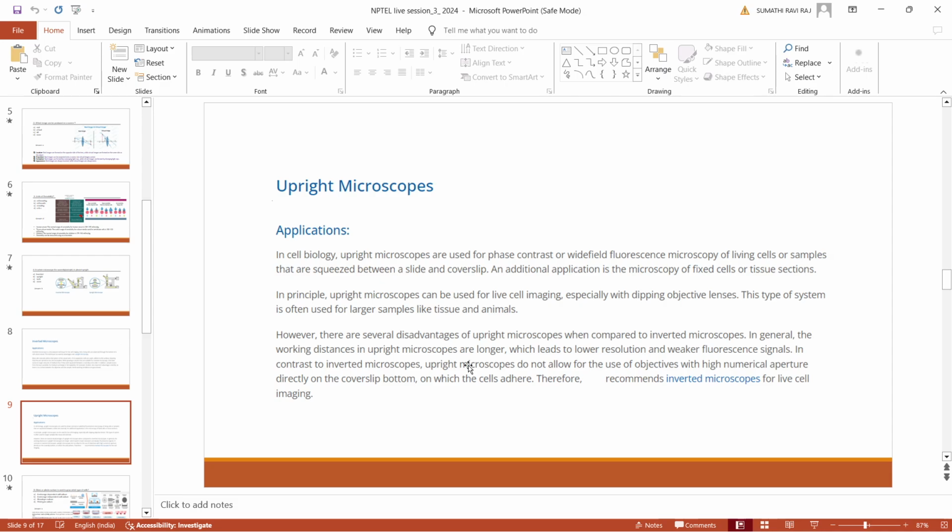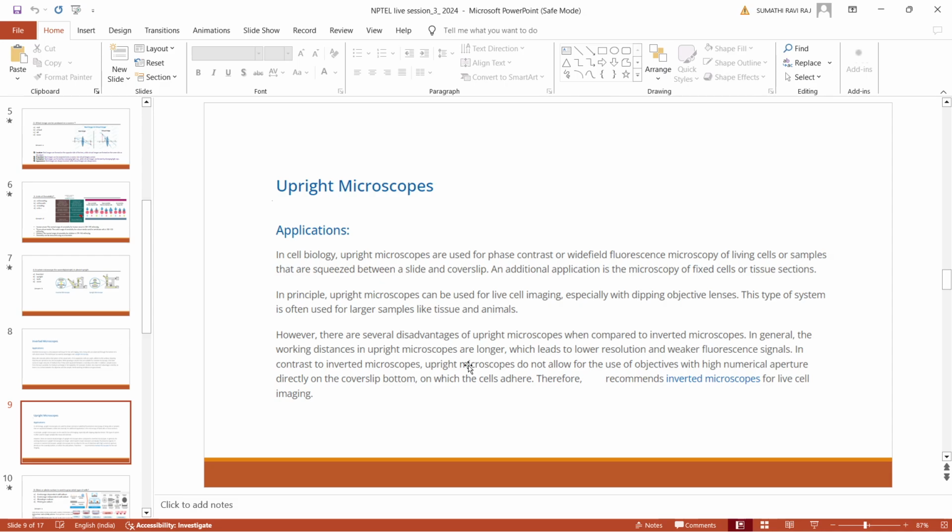Here the live samples are squeezed between the slide and the cover slip. Even here, as I said, the bacterial cells which you can see live can be imaged in upright microscopes, because the objective will go and touch your cover slip. But if the focus is not proper and you keep trying to focus more, you will break your cover slip. So mostly this is done with fixed cells, and in principle upright microscopes can be used for live cell imaging, especially with a dipping objective lens. The system is often used for larger samples like tissues and animals.